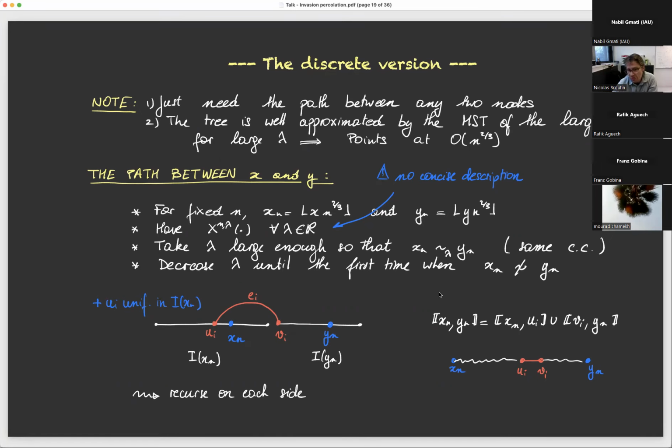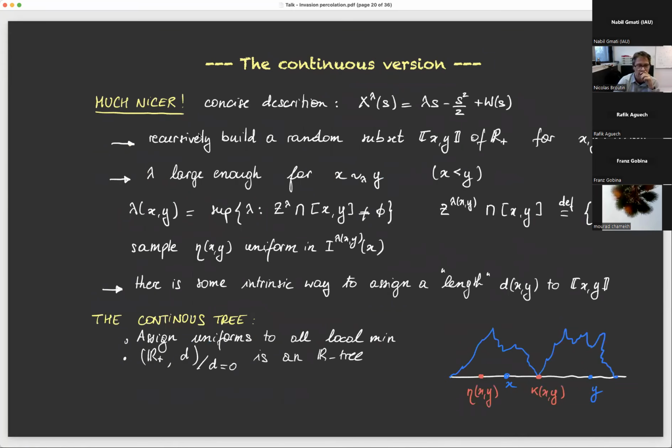It turns out that you just want to do the same. So you know that in the continuous, you have a way to recover the white intervals every time there's a disconnection. And so there's a way to basically do something that is very analogous to this. And this is what you want to do. So in the continuous version, this is actually much nicer because the process xn lambda is a real mess. But the process x lambda in the limit is much nicer. This is just a Brownian motion plus a parabolic drift. And the parabolic drift changes as lambda changes.